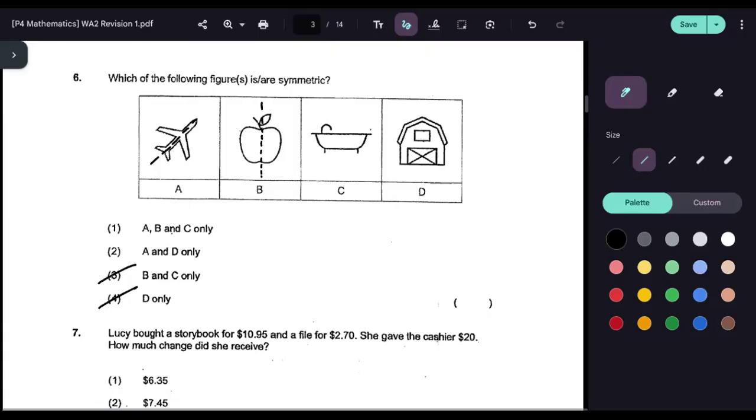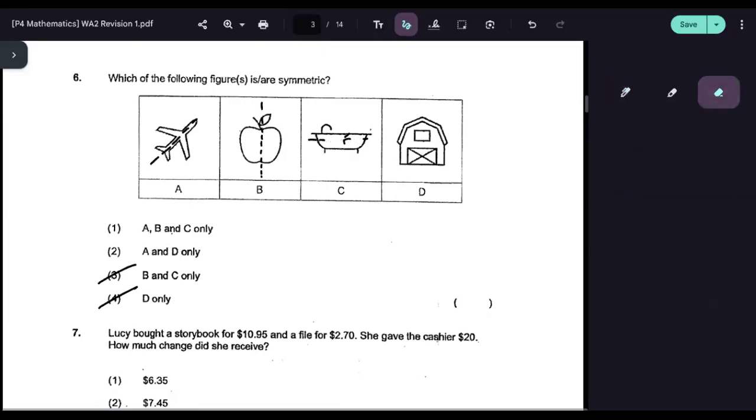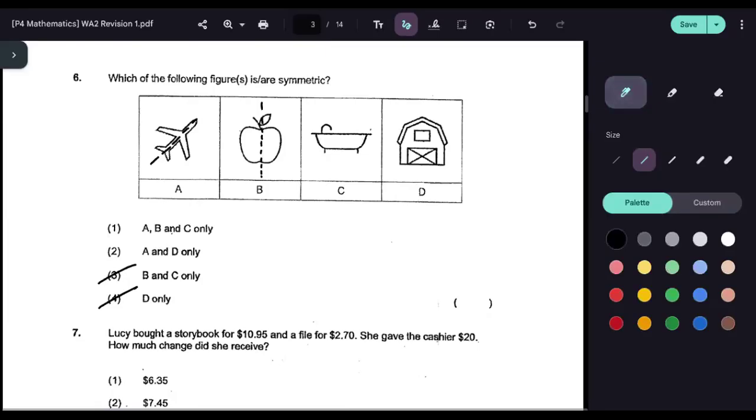For C, do you think that they are symmetrical? If I draw like this and I draw like this, or if I draw like this, they are not symmetrical at all because C has this small portion over here. So this one does not make it symmetrical. C is out. Okay, D do we have? D we do. Okay, so it will be A and D.